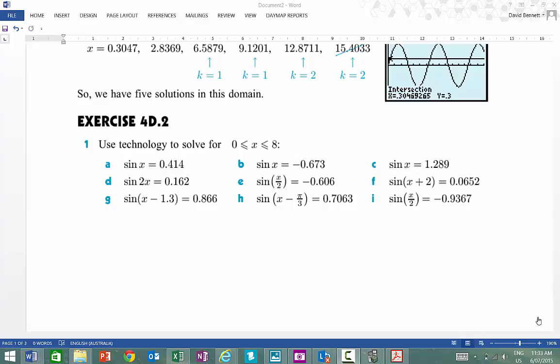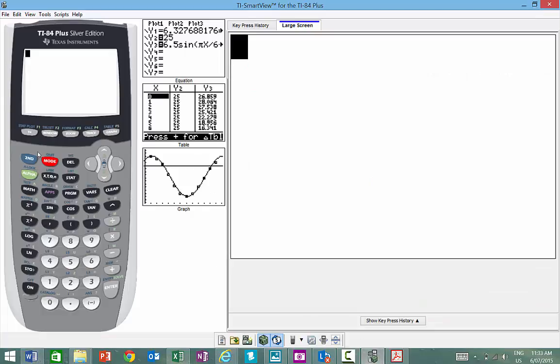G'day, Mr. Bennett here. Today we're going to be looking at using some technology to find the solutions to equations like in 4D2. So we have to use technology to find the values of x for which sine of x is equal to 0.44 between 0 and 8. The first thing we need to do is graph the equation.